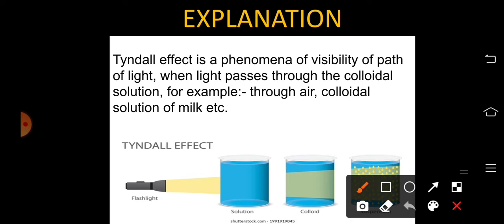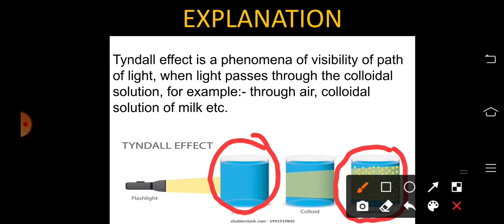Students, we have three types of solutions. A normal solution in which the particle size is very small, and a suspension in which the particle size is much bigger, and thirdly we have an intermediate range of solution which is known as a colloidal solution.